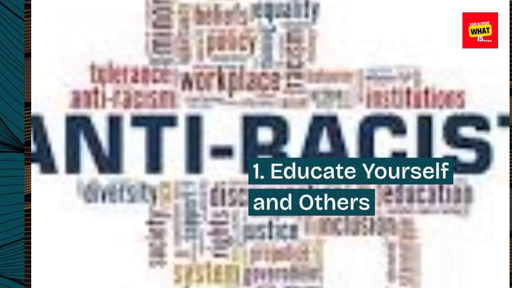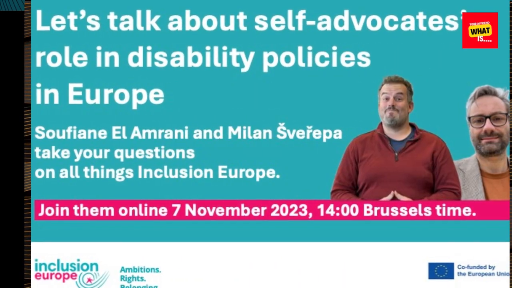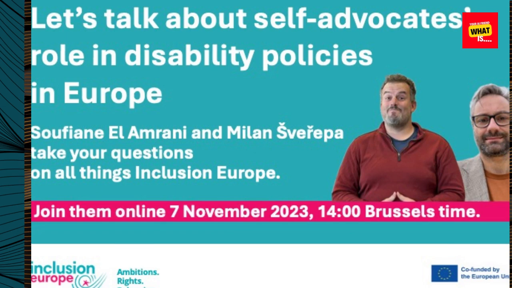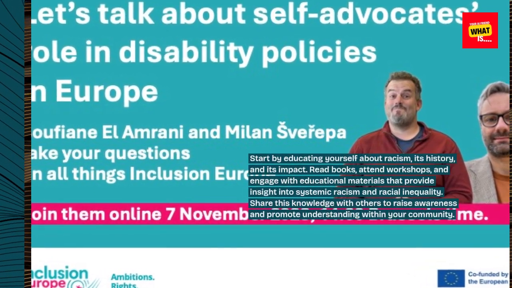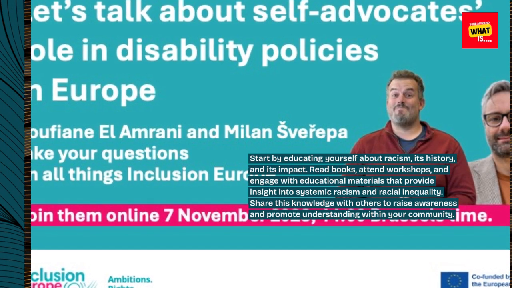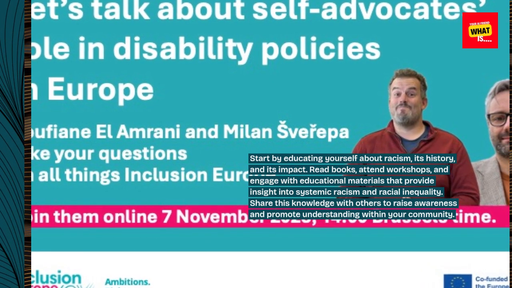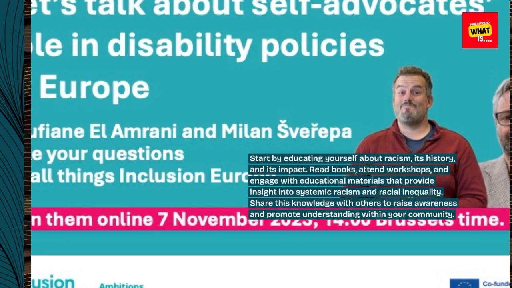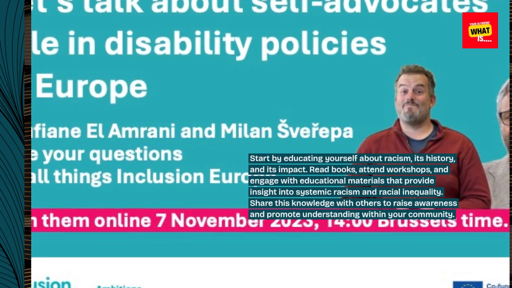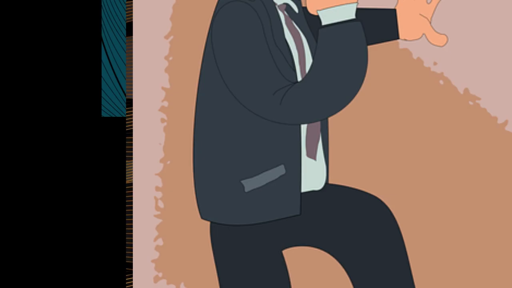1. Educate yourself and others. Start by educating yourself about racism, its history, and its impact. Read books, attend workshops, and engage with educational materials that provide insight into systemic racism and racial inequality. Share this knowledge with others to raise awareness and promote understanding within your community.